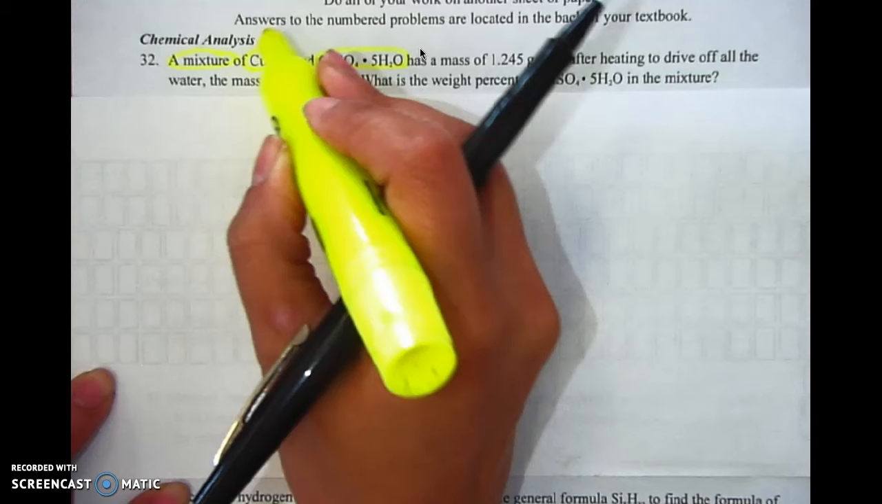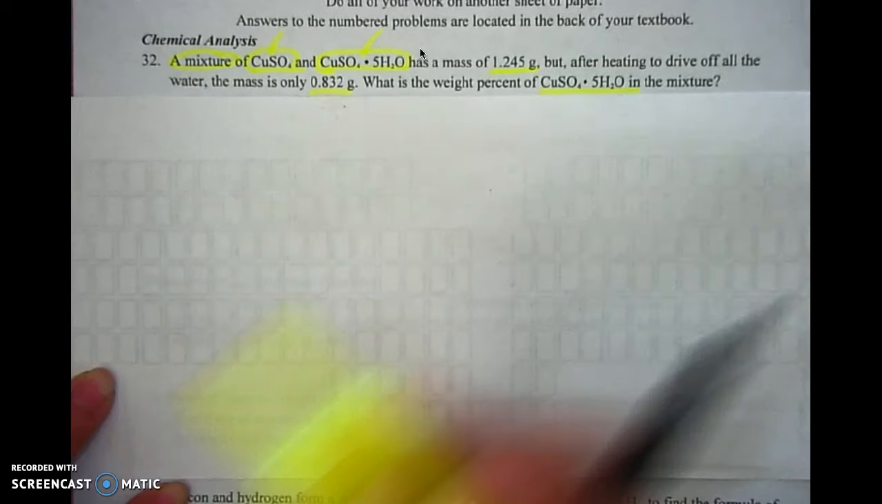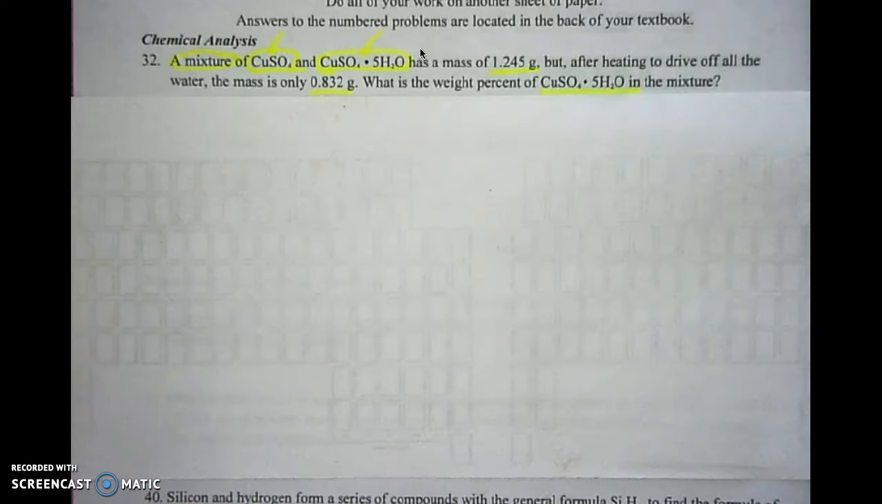And then you take this mixture, we heat it at a high heat, we evaporate out all the water, and then you're left with only 0.832 grams. And you're being asked to calculate the weight percent of just the copper sulfate pentahydrate inside the mixture, okay? This looks pretty simple, and it would have been simple, but you're dealing with a mixture with copper sulfate as well. So you can't just subtract out the mass of the water and then just do it that way.